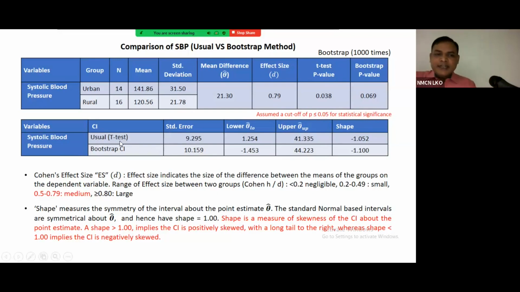Further, we analyze through their confidence interval. Through this confidence interval, we have measured the shape of the distribution. So we find that the shape value is -1.052, and for the bootstrap it is -1.100, which suggests that if the shape value is less than -1, the data is negatively skewed.